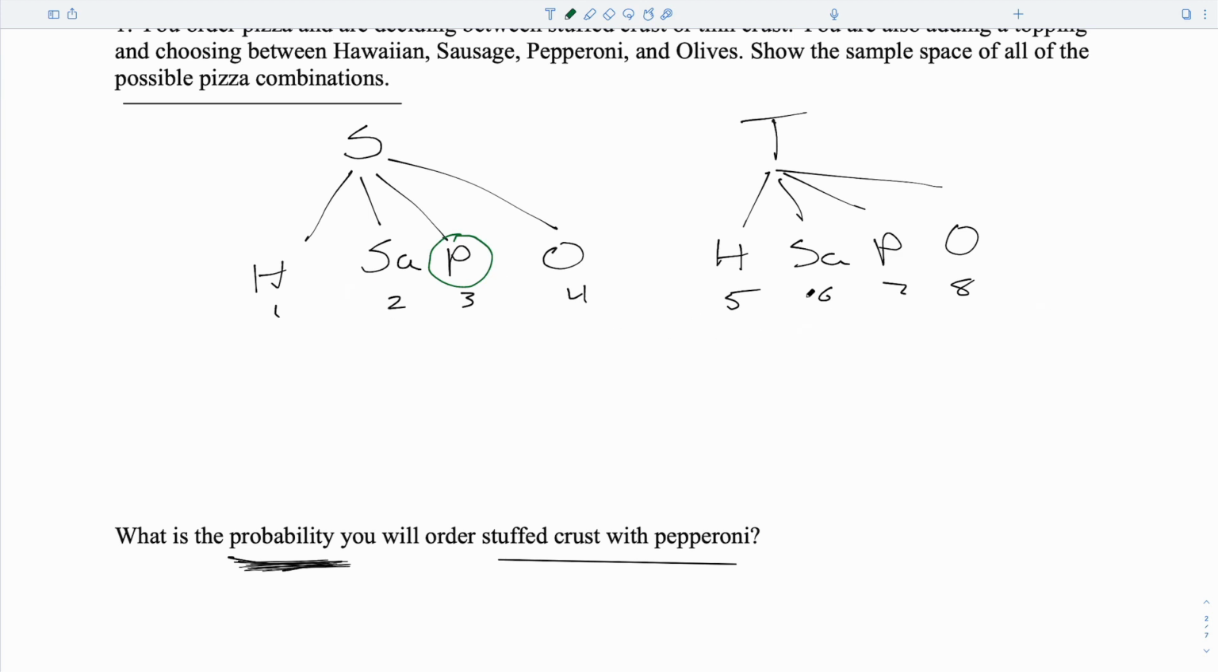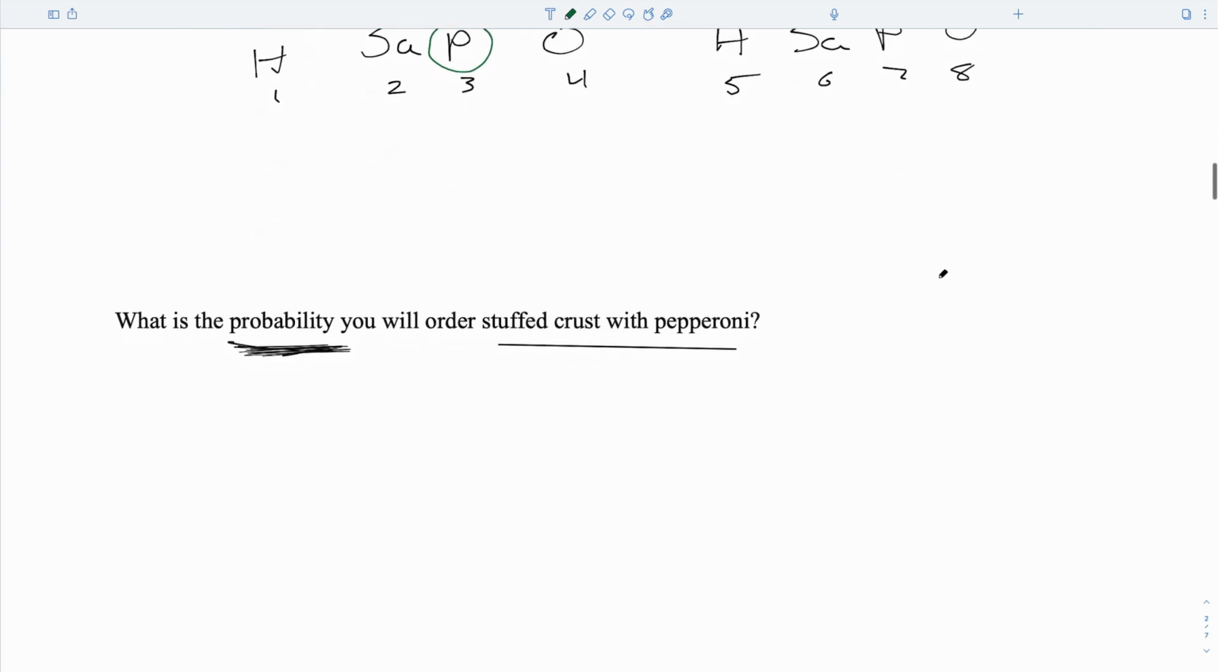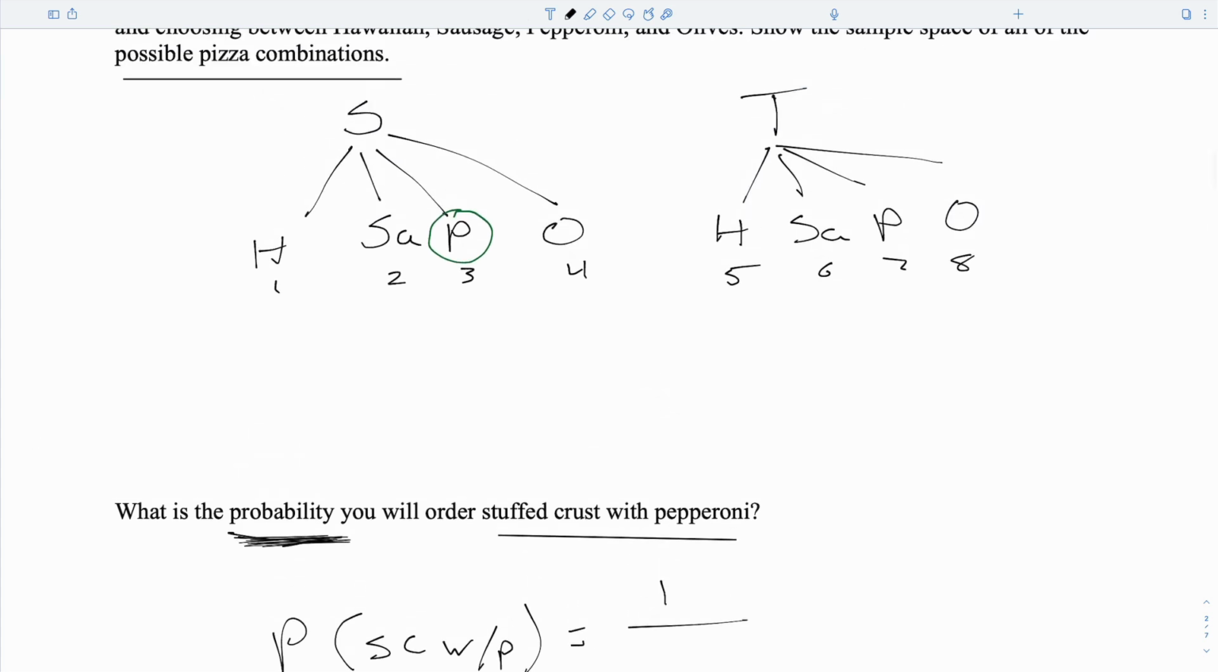Carson, how many options? 8. 8. So the probability of stuffed crust with pepperoni is going to be one option. Taylor, board to paper. You have one option. How many options did I circle? One option out of the 8. So 1/8 is our probability.